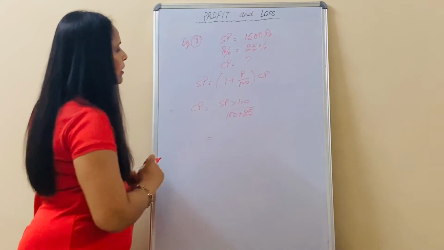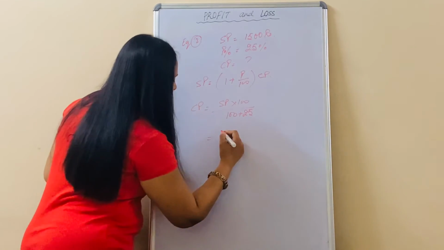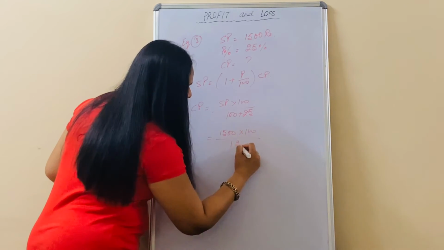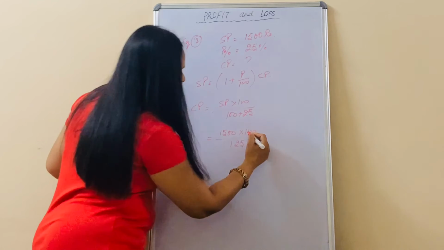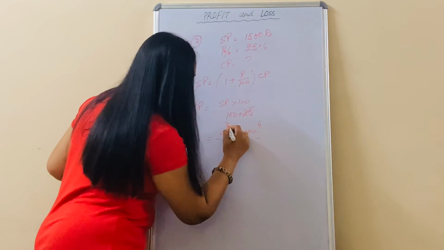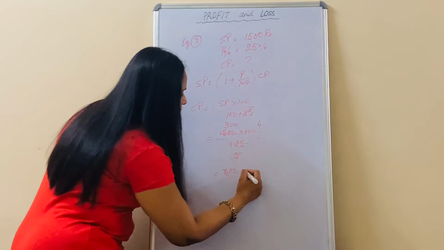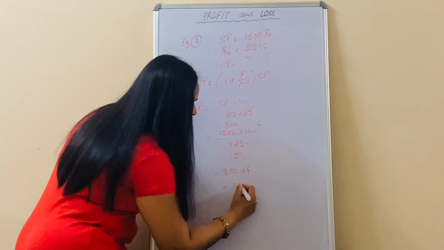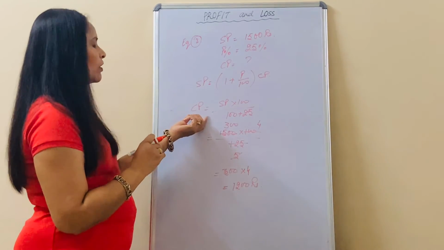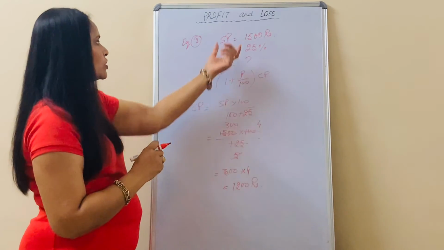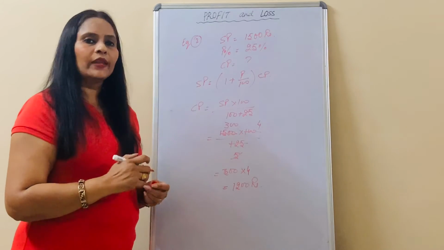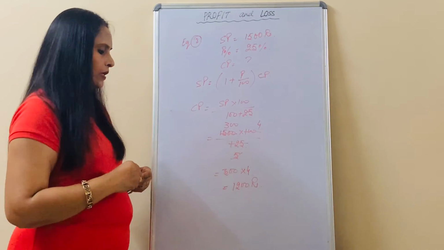Knowing the value of SP, we have 1500 multiplied by 100 divided by 125. 25 fours are 100, 25 fives are 125, 5 threes are 15, doubles, which comes out to be 300, multiplied by 4, which comes out to be 1200 rupees. This means that the cost price for Raju is 1200 rupees, which he sells for 1500 rupees and makes a profit of 25%.